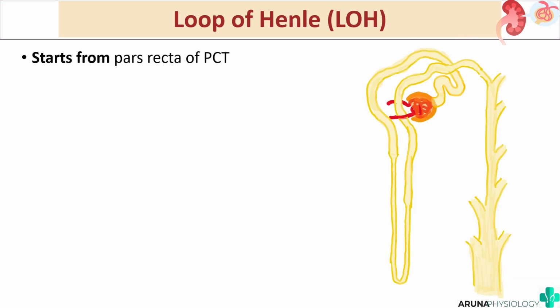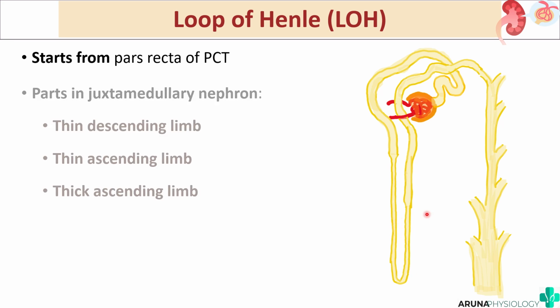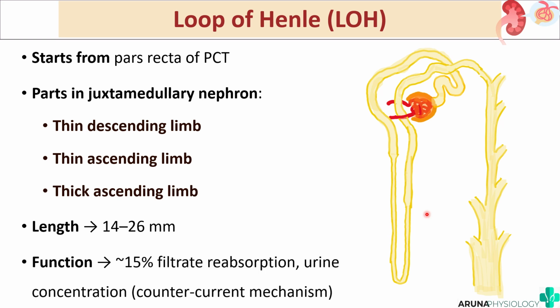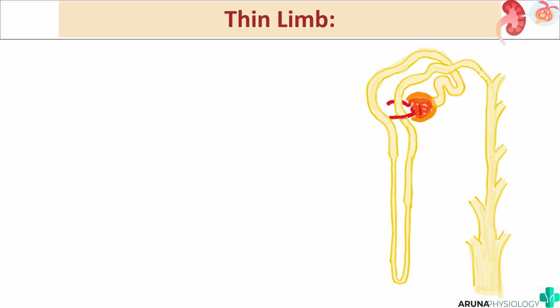So as we said, the loop of Henle starts from the proximal convoluted tubule. It's got a descending limb, an ascending limb, and a thick ascending limb. The length is around 14 to 26 millimeter. Its main function is filtrate reabsorption as well as urine concentration, that is counter current mechanism. So the thin and the thick part has got specific microscopic structures. We will see what they are.